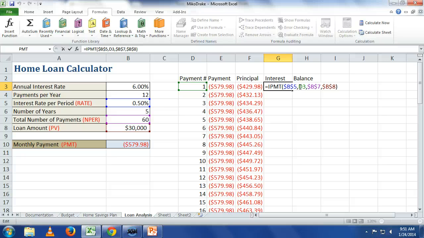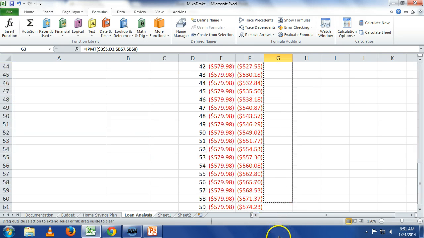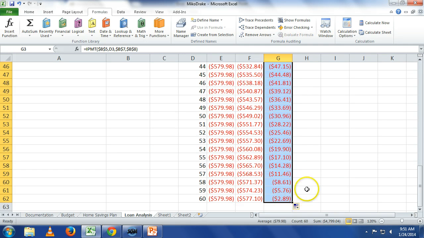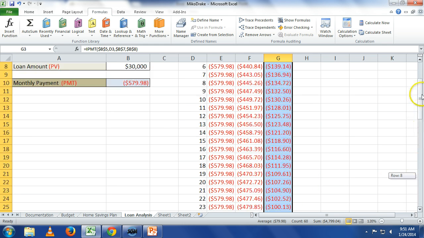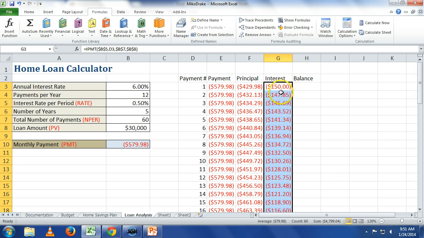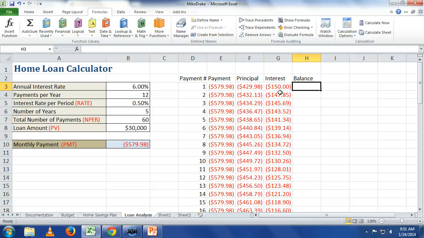And you guys can drag that down at the bottom as well. Drag that down to the bottom. So the first payment, $150 of servicing interest. At the end, only $2 of servicing interest. And if I add those two numbers each time, what are they going to add to? The payment, right? So how about the balance of my loan? The balance of my loan after this first payment is going to be what?